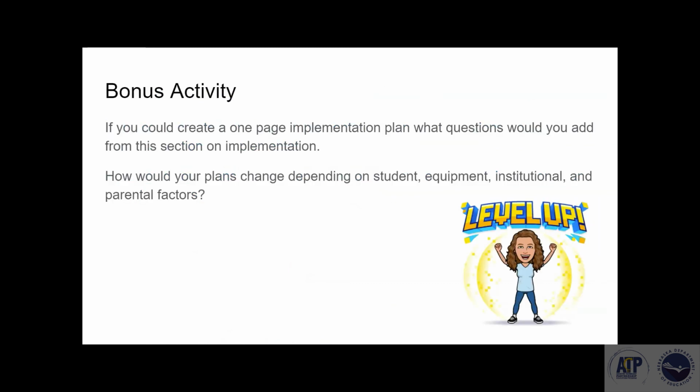So our bonus activity, if you had a limited amount of space, I put one page on here, but really I think it's kind of fun to see if you can get it on a note card like the old math tests in high school. If you could create that one-page plan, what questions would you find the most valuable to add to your plan? And how would that change depending on your student, equipment, institutional, and parental factors? So I really like this exercise because it's saying, okay, if I'm looking at a certain type of student, a certain type of assistive technology, what is most important? And can I make that a little simpler so that it is also flexible and usable within that daily context?